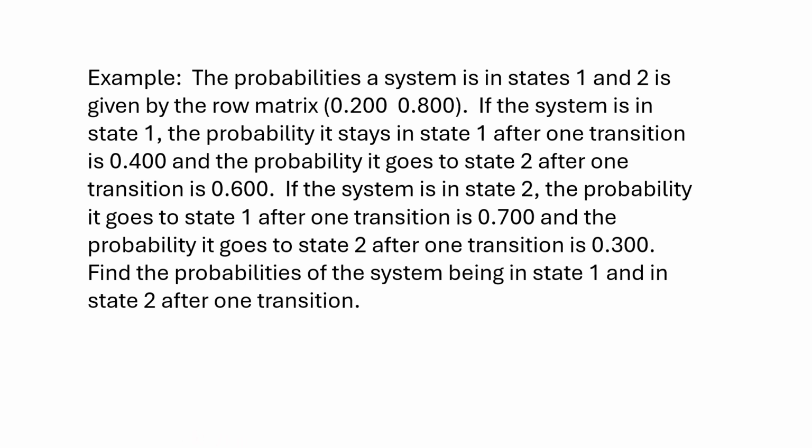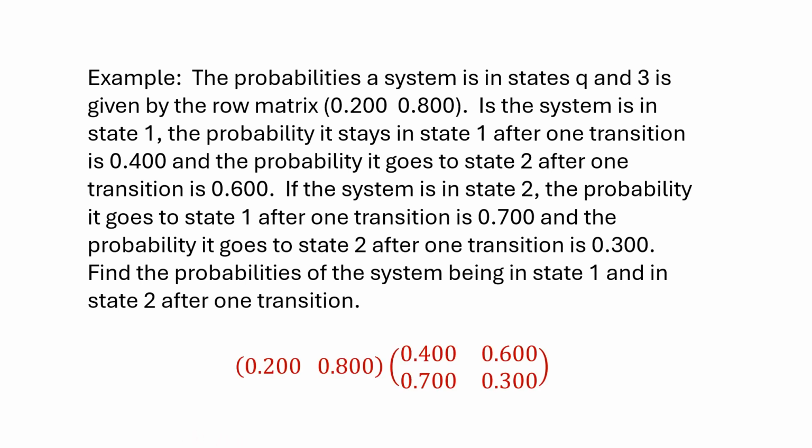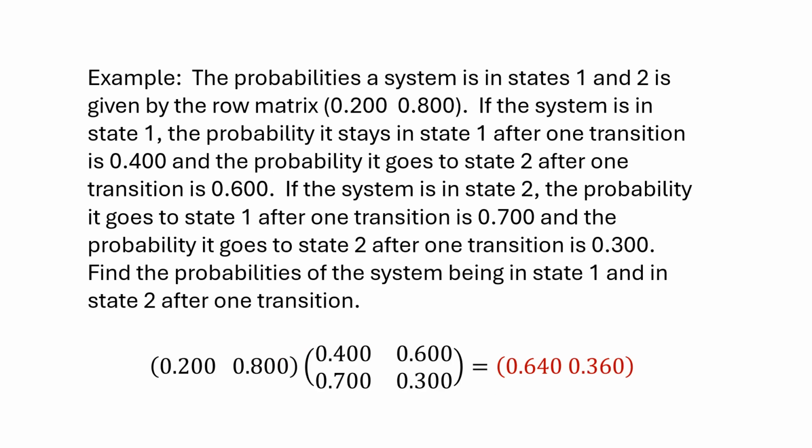Okay, so we have a simple one with only two states. And here are the probabilities, and here are the transitions. The 0.4, the 0.6, the 0.7, and the 0.3, all with decimals in front of them. Okay, so if I do this multiplication, I end up with a new probability space of 0.64 and 0.36.